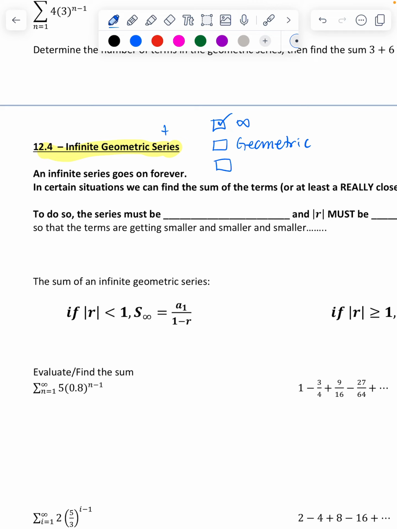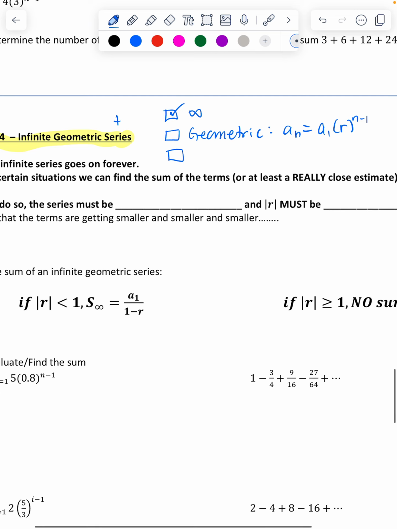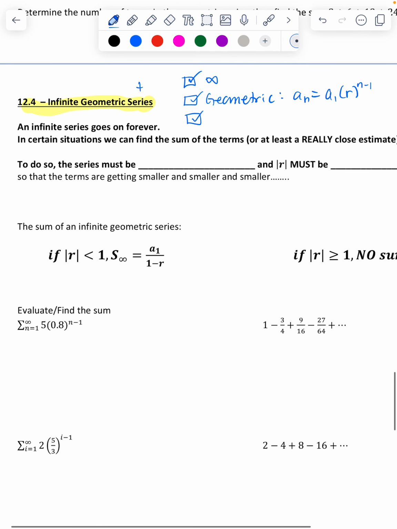Keep in mind that means it'll have a formula similar to this, where you might have a first term out in front of your ratio to a power, and the power will have your variable n or k or whatever they're using in it. And then lastly, we're going to get a third condition that we'll talk about in a minute.